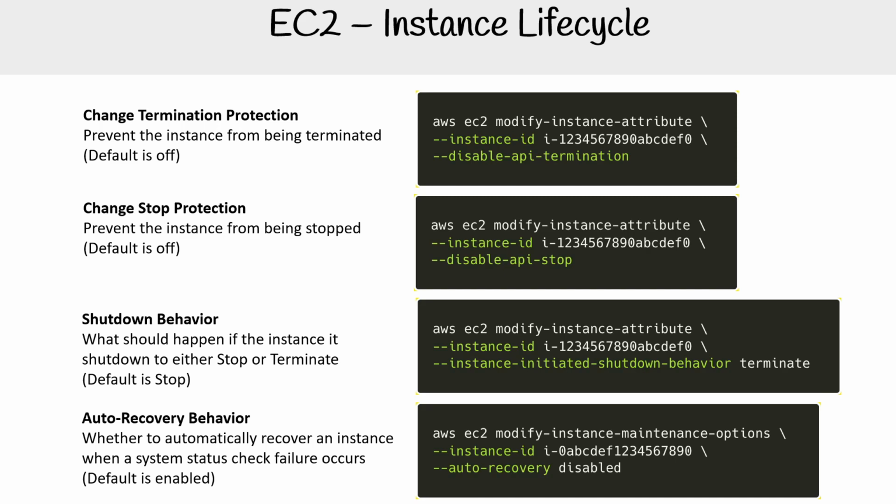So the first is change termination protection. So you can prevent the instance from being terminated. You can prevent the instance from being stopped. You can change what would happen if it ever shut down. So should it actually stop or terminate? Which is a bit confusing because the word shutdown, at least associated in AWS, almost always indicates terminate. But the idea is that if it's turning off for any reason, you can tell it where to default.